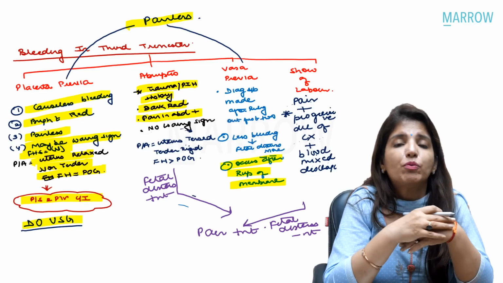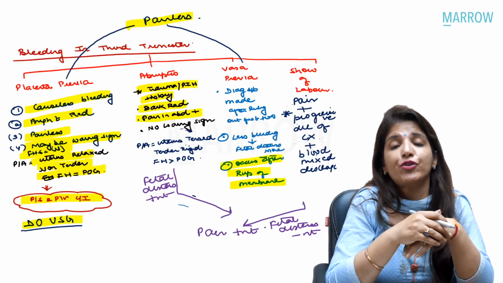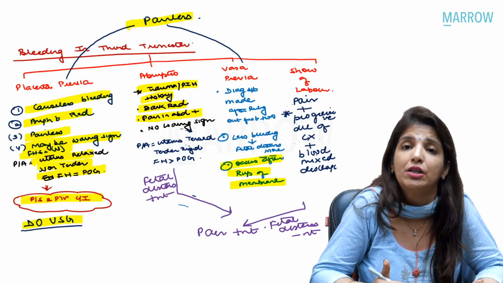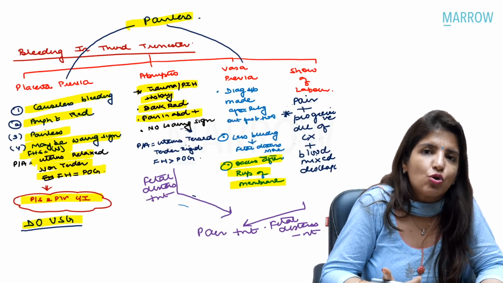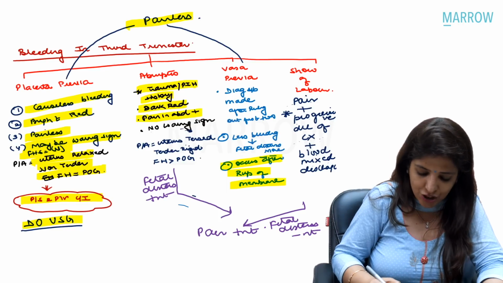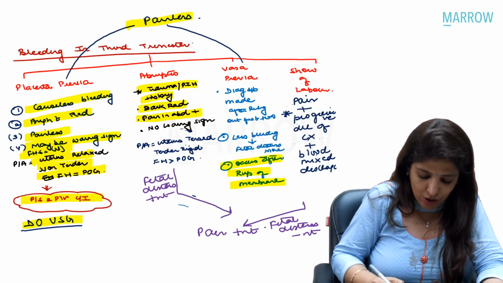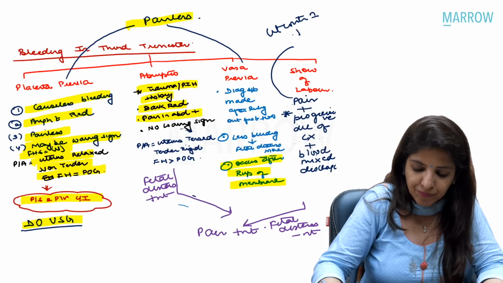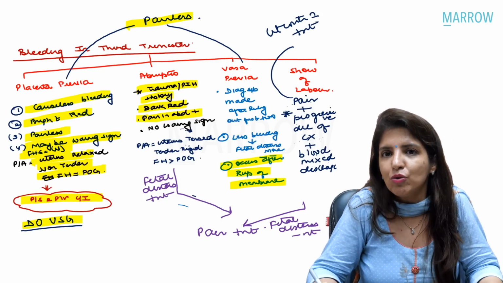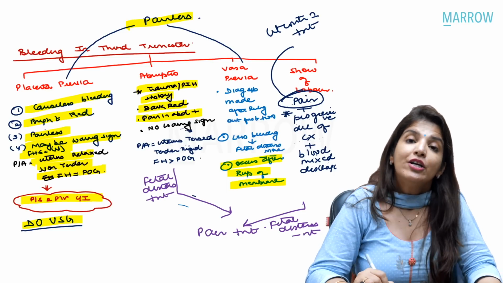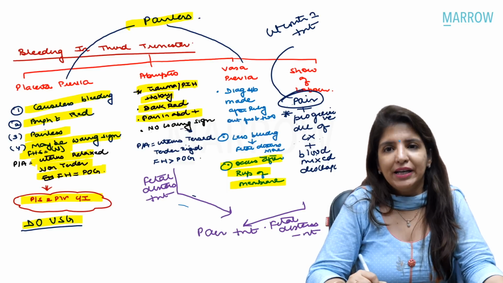The last differential diagnosis you have to remember is that the patient may have gone into preterm labor. If the patient has gone into preterm labor, definitely there will be a history of uterine contractions. The patient will feel the contractions and it will be given to you in the question. So over here, uterine contractions will be present. Right? And because there will be uterine contractions, definitely it will be painful. Right? So, pain and bleeding.